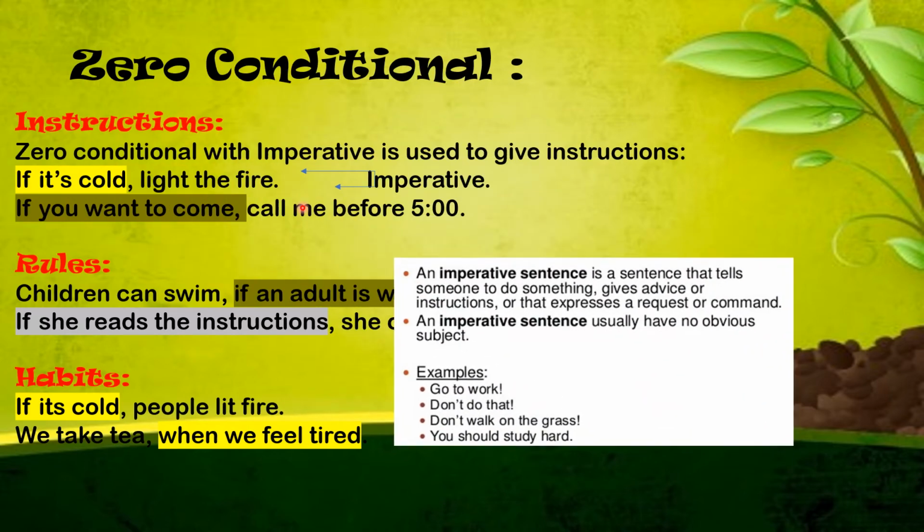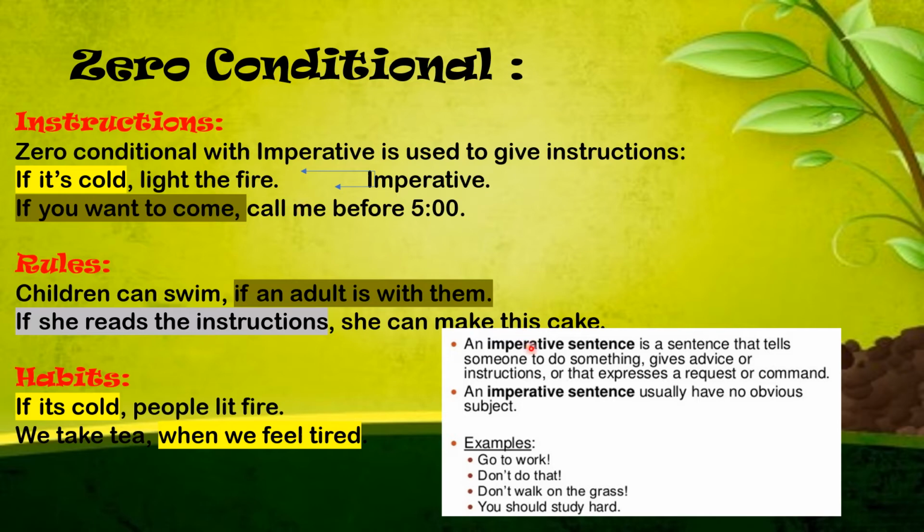Now, what is an imperative sentence? Let's have a look at it. An imperative is a sentence that tells someone to do something. It is used to give advice, to give instructions, or to express a request or command. Remember that an imperative sentence usually does not have an obvious subject. Look at this. It directly starts with the verb: go to work. Don't do that. Don't walk on the grass. So, an imperative sentence can be used with zero conditional to give instructions.